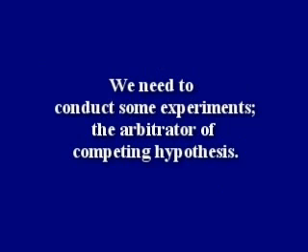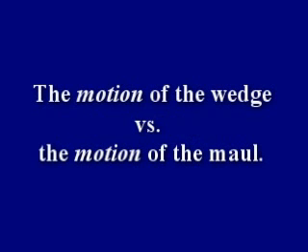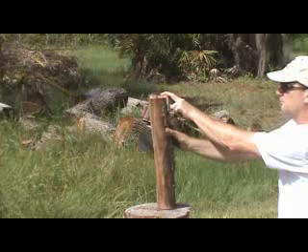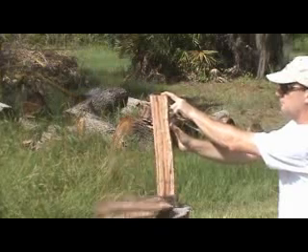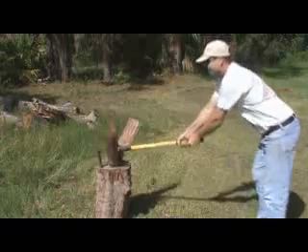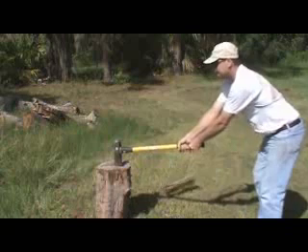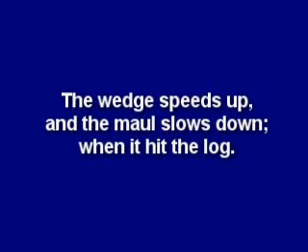We need to conduct some experiments, the arbitrator of competing hypotheses. Let's look at the motion of 2 falling bodies, a splitting wedge and a splitting maul. The motion of this falling wedge and the motion of this maul look similar as both fall through the log. But the wedge speeds up and the maul slows down when it hits the log.